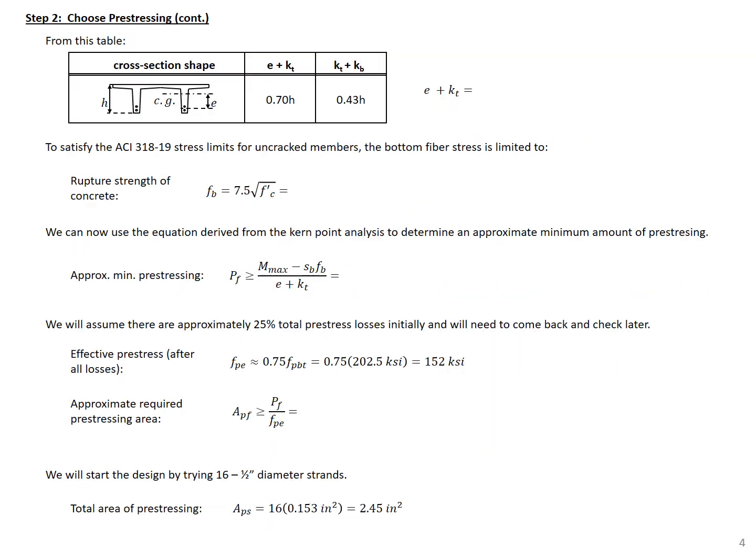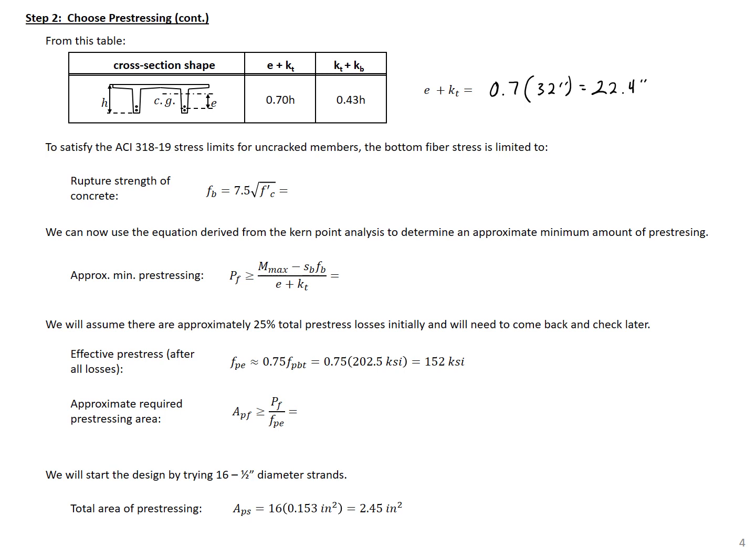In the current point analysis, we're going to estimate the amount of prestressing that we need based on the required prestressing to prevent cracking in our bottom fiber at midspan at service. So the first thing we need to do is calculate our e plus kt. We'll have 0.7 times our overall height, 32 inches, which will give us a value here of 22.4 inches.